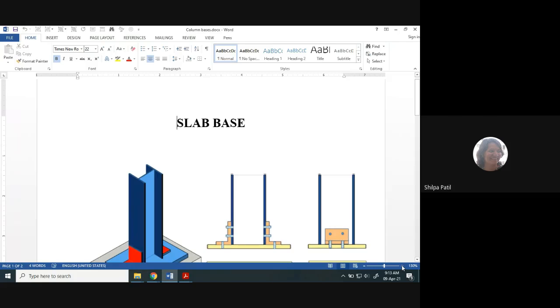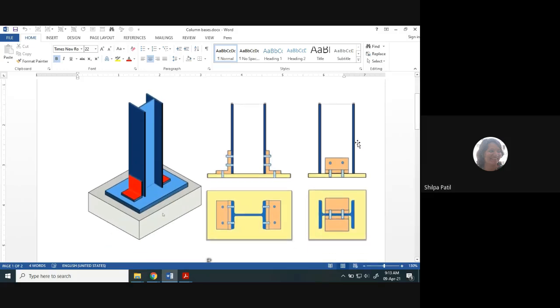Okay. There are two types of base plates. One is the slab base and the second is the gusseted base. When the load acting on a column is comparatively on a lower side, or even when the column is subjected to axial load and moment, but the values of this moment and axial load are within a moderate range, in that case normally we provide the base plate, or the slab base.